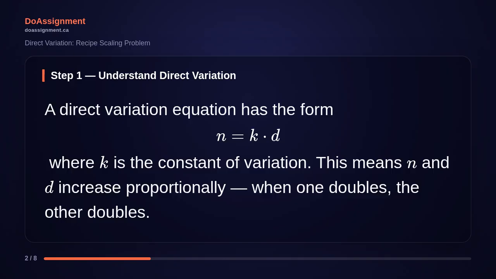A direct variation equation says that one quantity equals a constant times another. Here, the cups of nuts equals some constant K times the cups of dried fruit. As dried fruit increases, nuts increase at a steady rate.